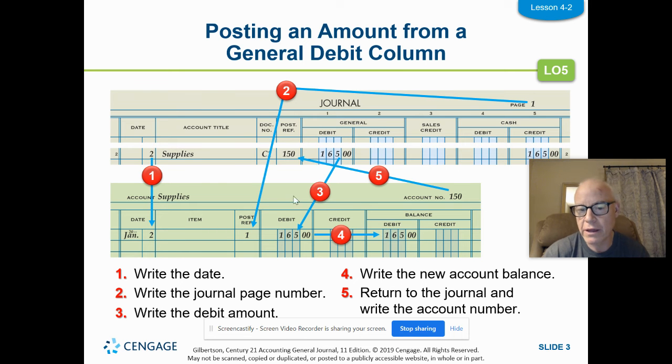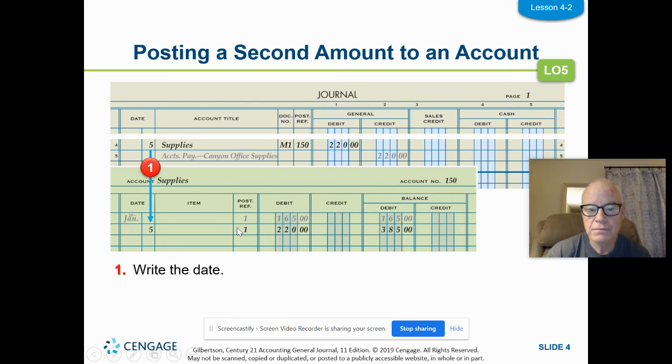Again, we calculate the new balance by taking our previous balance. In this case, supplies has a debit natural balance. The normal balance is the debit side. We take our previous balance, which in this case there was none, and we add our debits and subtract any credits. Again, it's important that we do that last step of putting that account number back into the post reference column. Let's go look at another entry here. Now we have a second supplies entry coming in on the 5th.